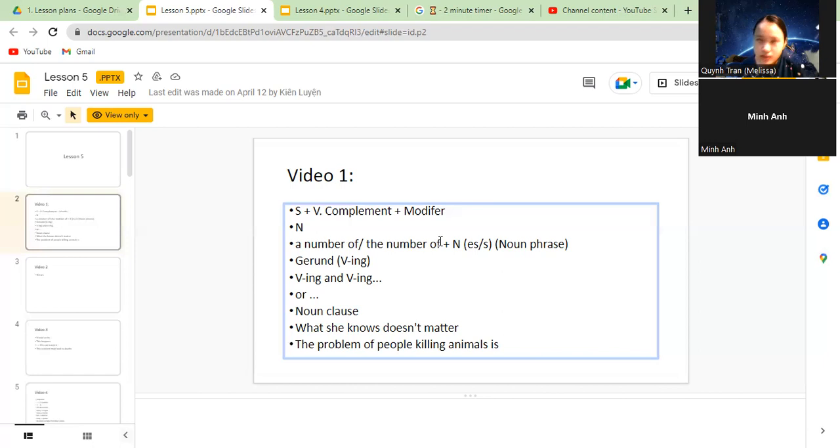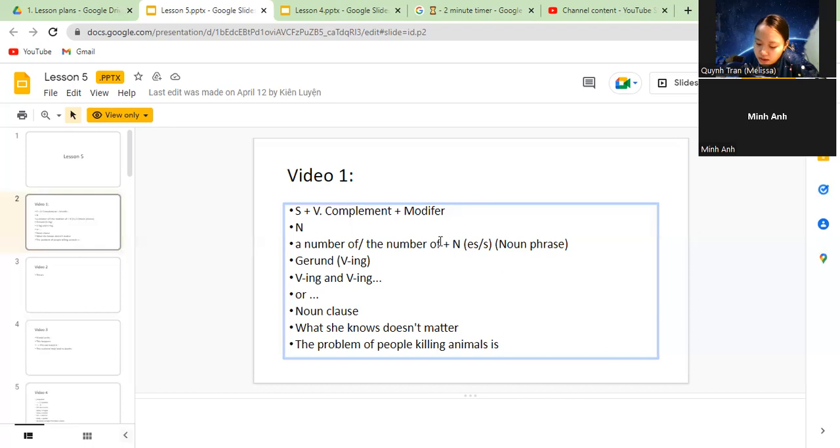Yeah, it's just a difference in the meaning. Because of the meaning, there is a difference in the verb as well. So we just need to remember the meaning there.